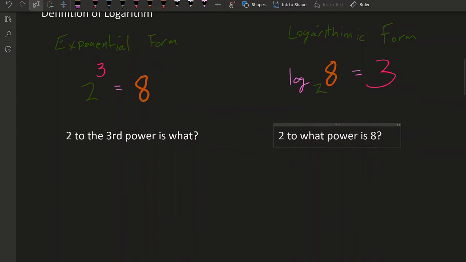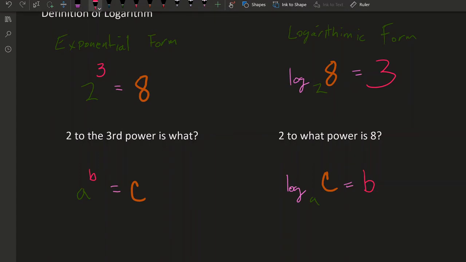So, abstracting that into variables, exponential form would be a to the b power is equal to c, while logarithmic form would go log base a of c is equal to b.